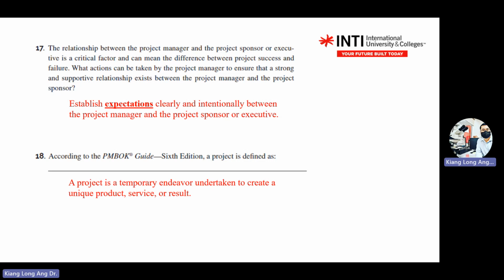But it won't differ a lot. The meaning is still there. It's just that they change to other words, for example, product services, and result. This one may be a customer requirement or customer scope. Just elaborate on that. Okay, all right.